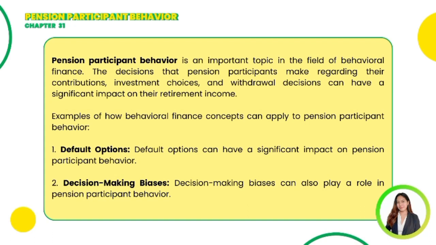Number 2 is decision-making biases. Decision-making biases can also play a role in pension participant behavior. For example, individuals may exhibit present bias, meaning that they place too much emphasis on short-term gains rather than long-term goals. This can lead to inadequate retirement savings. Similarly, individuals may exhibit status quo bias, meaning that they are reluctant to make changes to their investment or contribution rates. This can lead to suboptimal investment choices and lower retirement income.